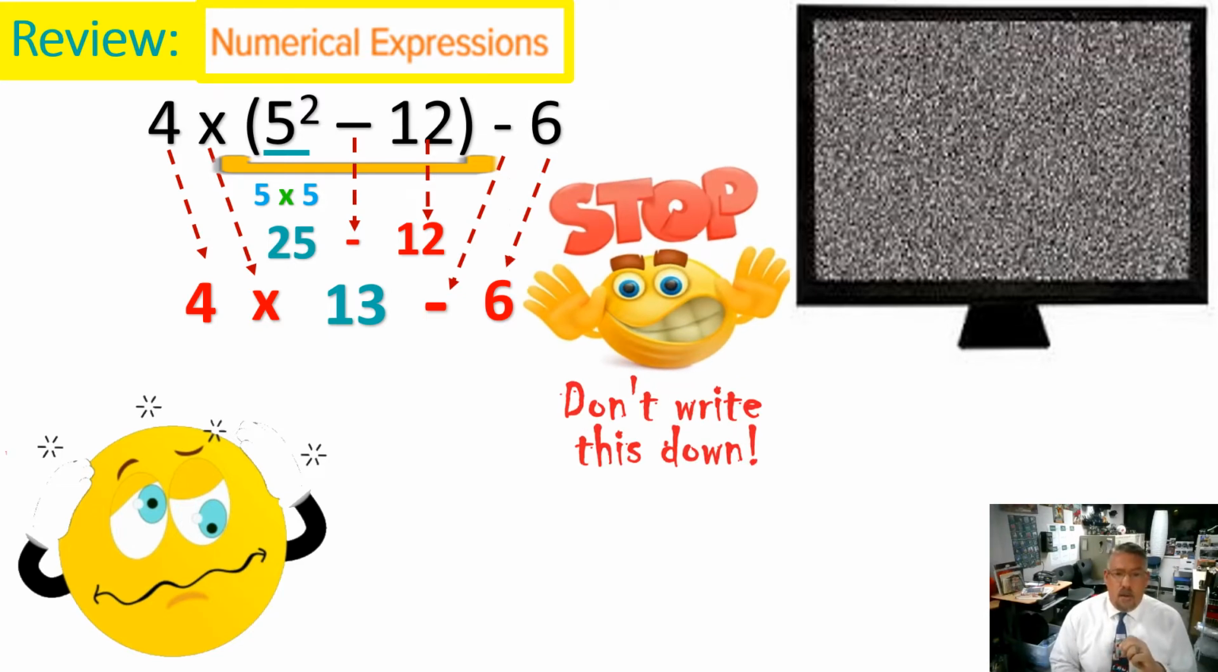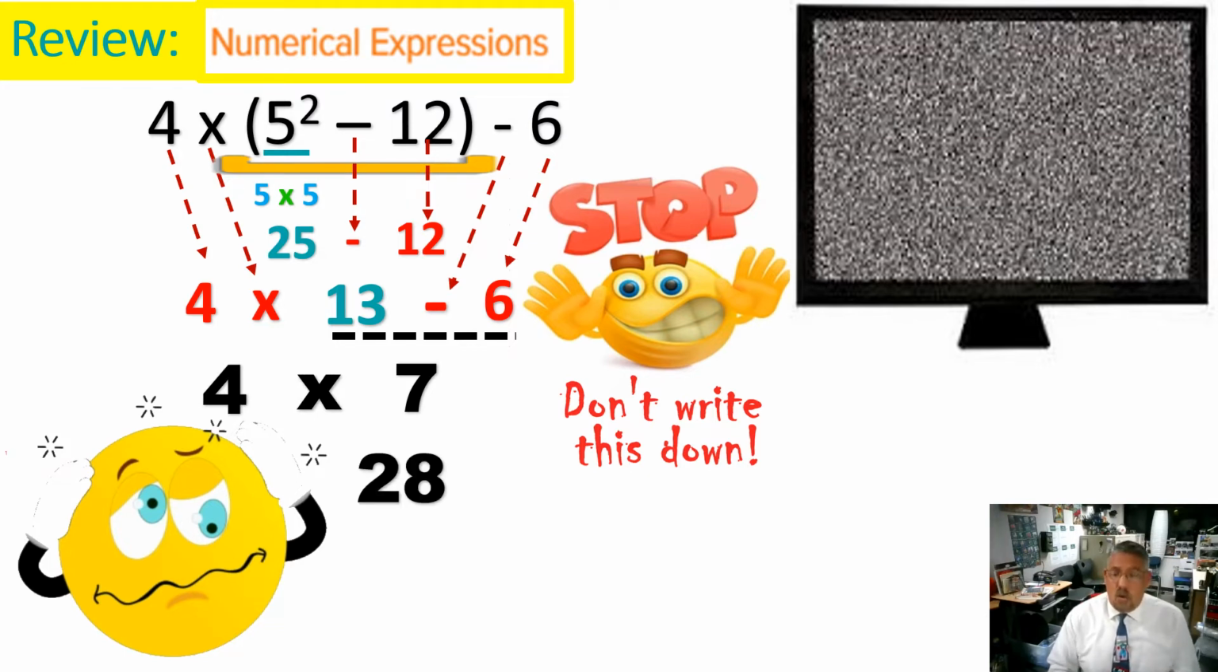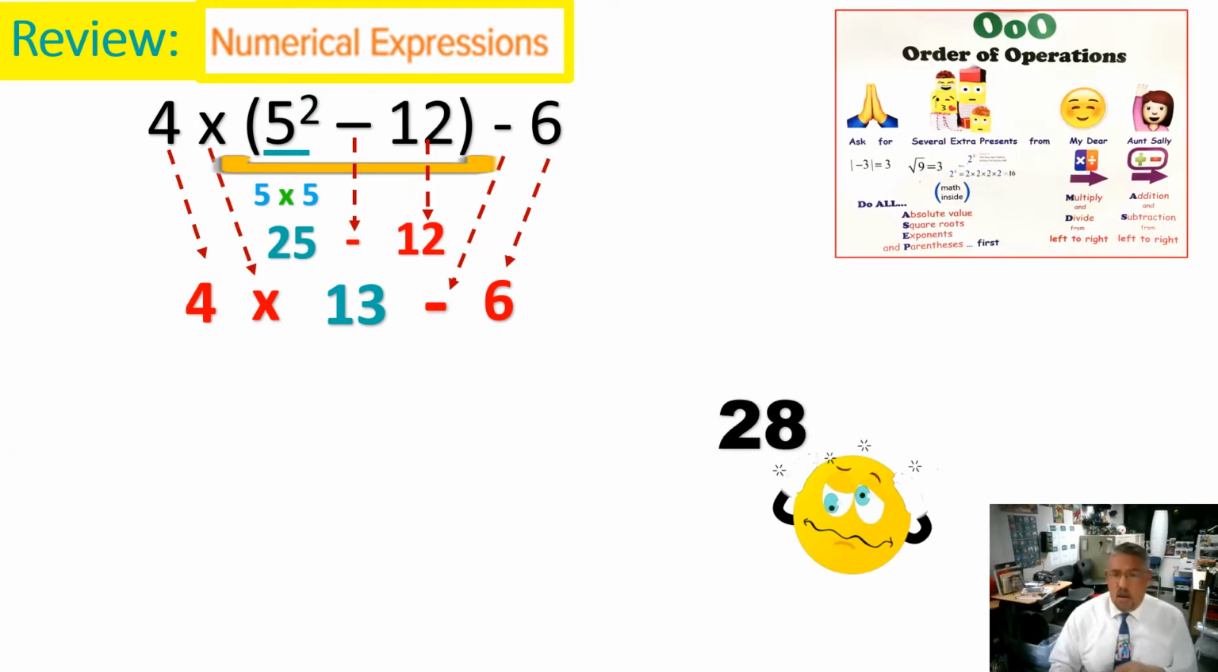Let's say that you have decided you're going to subtract first, and you have 13 minus 6. Well, 13 minus 6 is 7. You bring down the 4 and the 7, and you say, well, 4 times 7, that's much easier, so that's 28. So let's keep that in mind. We're going to put that to the side, and we're going to put it in our back pocket, as the saying goes.